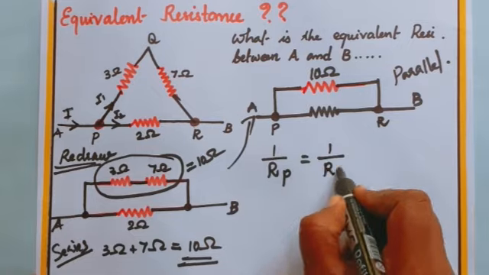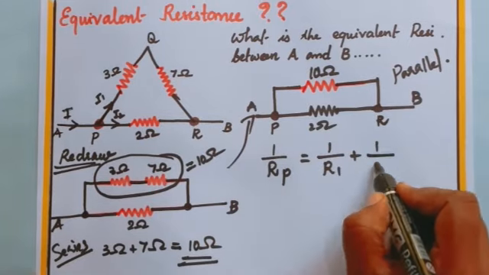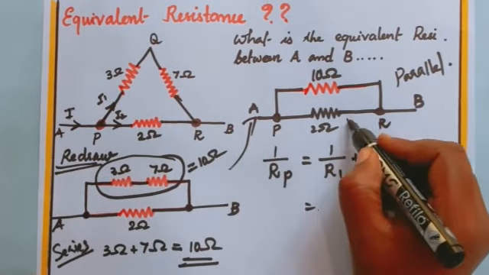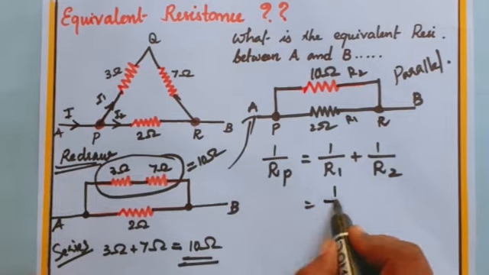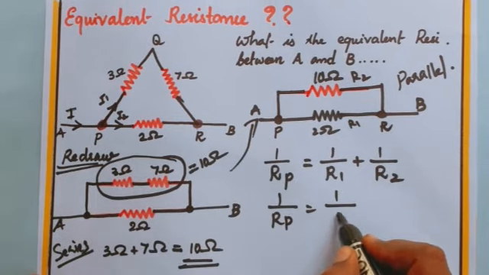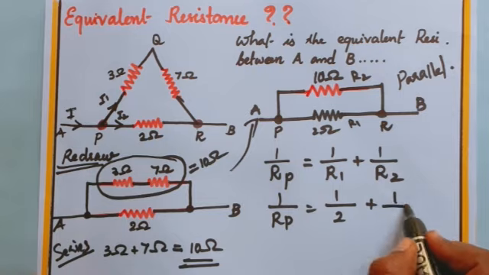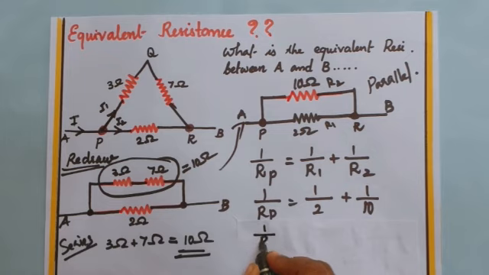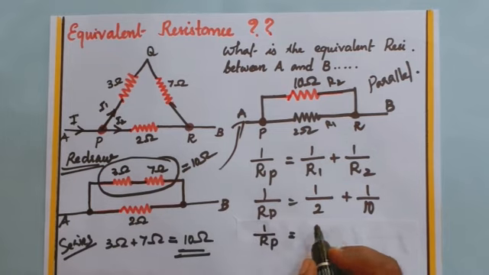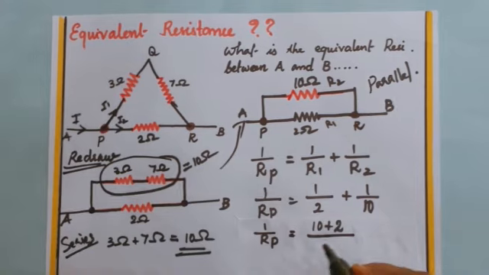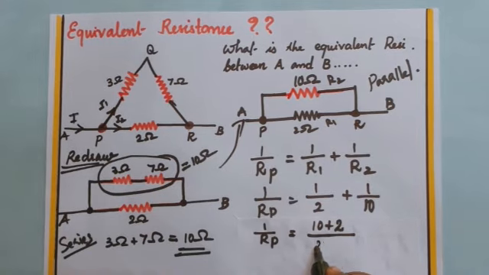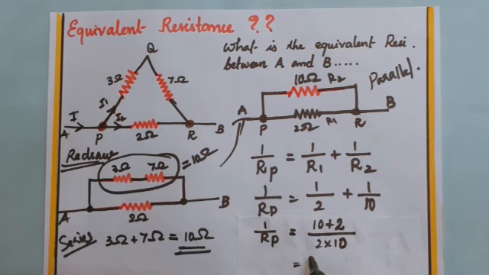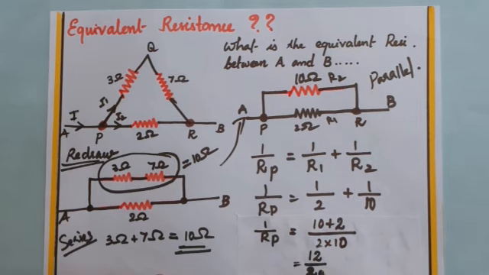Then we have to find out the equivalent resistance. Which formula can we use? 1/Rp = 1/R1 + 1/R2. Here R1 is taken as 2 ohm and R2 is taken as 10 ohm. 1/2 + 1/10 = (10 + 2)/(2 × 10). That is 1/Rp = 12/20.